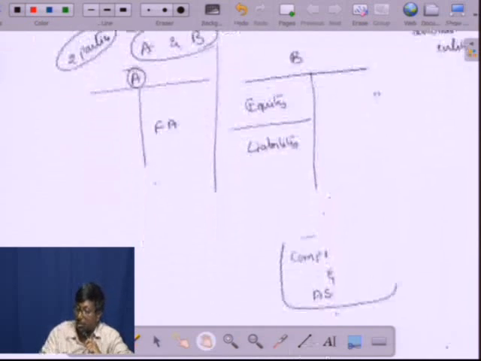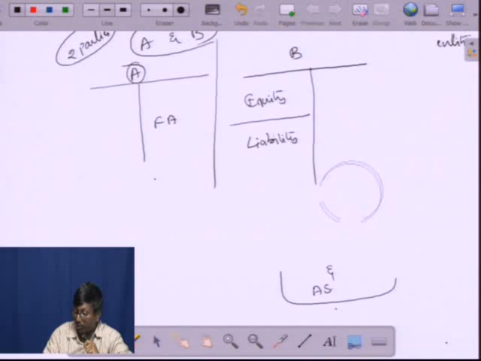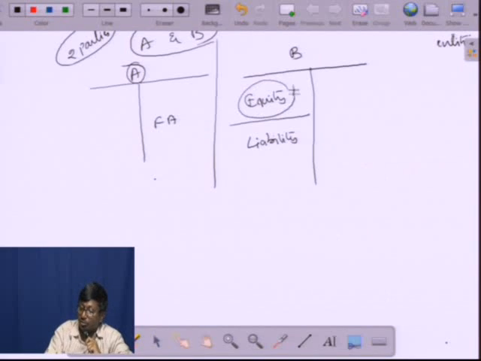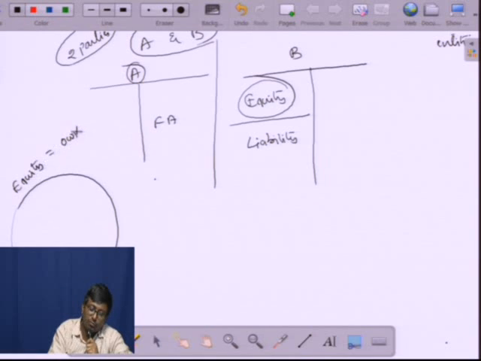Again, concentrate on my wordings. Wordings are very, very important. It may lead to wrong understanding. The word equity is used by me, not equity share capital. Getting my point? Equity is a very broad term, my dear. Equity is equal to owner's fund.